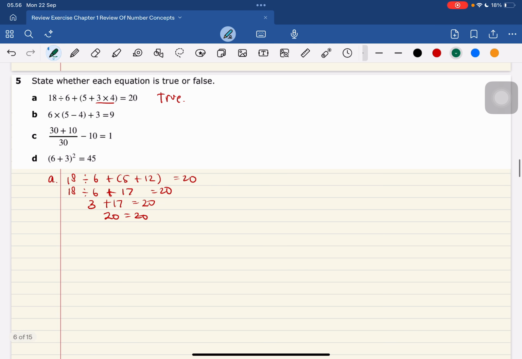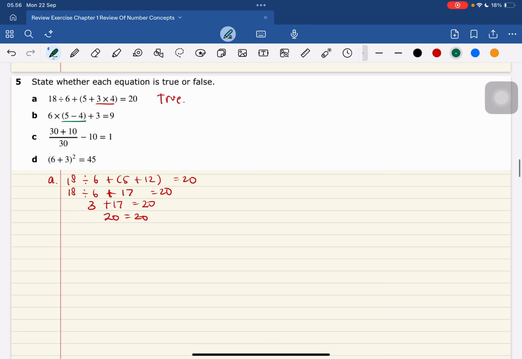Next, the second. Let's find the first thing that we need to do, which is the bracket. So B is going to be 6 times 1 plus 3 equals 9. So the first thing that we need to do is multiply. 6 times 1 is going to be 6 plus 3 equals 9. Let's check it. 6 plus 3 equals 9. So B is also true.